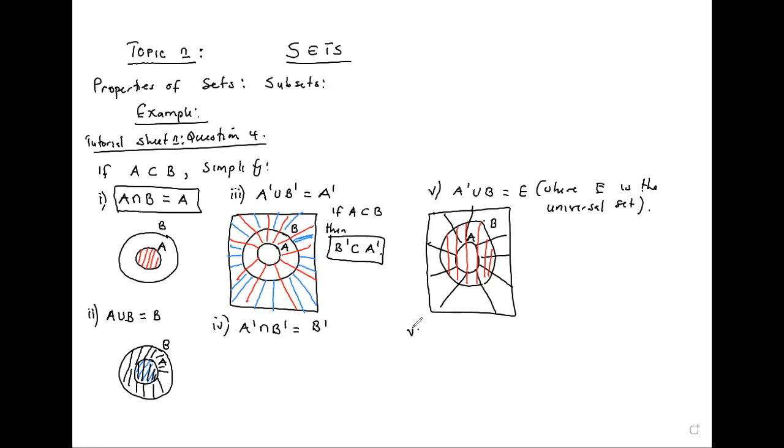And then 6, A intersection B complement. This is B, and this is A. So A intersection B complement. B complement is outside B. So you have this as B complement. So B complement intersection A. A is inside here. So you see that the two sets do not intersect, and so the solution is going to be the empty set.